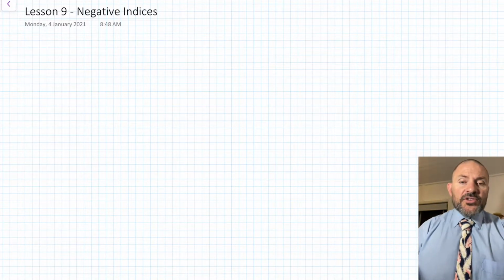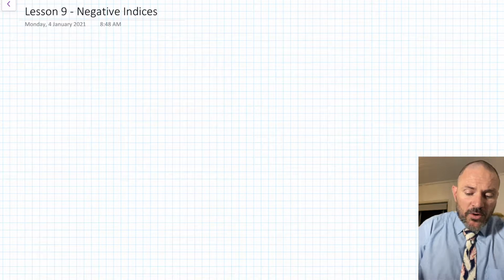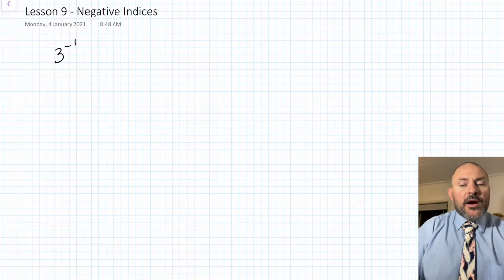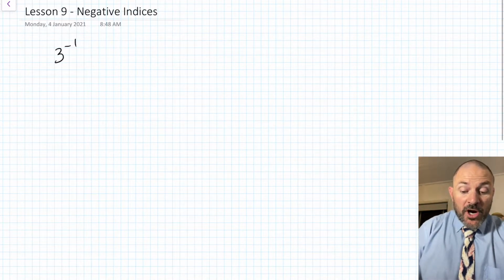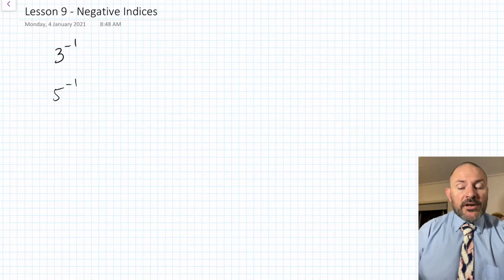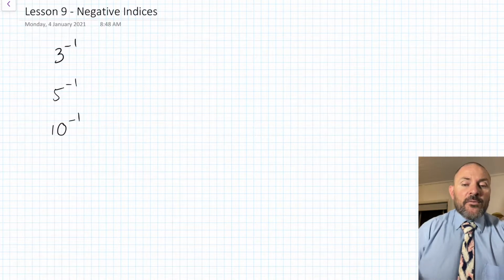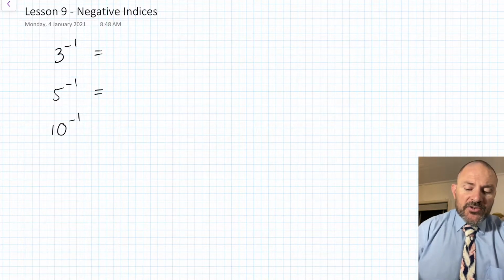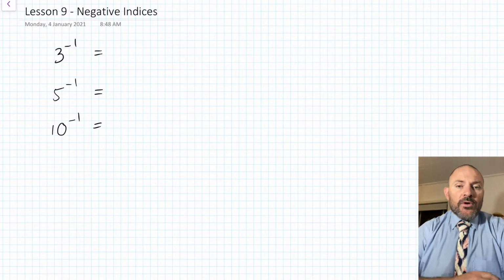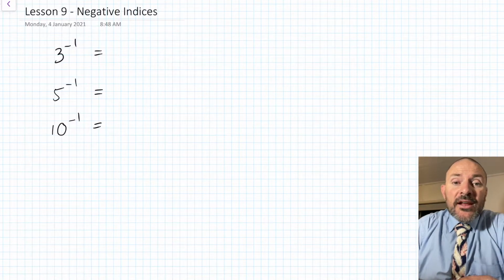Now one of the things I want you to do on your calculator, gents, is I want you to type in 3 to the power of negative 1. I want you to type in 5 to the power of negative 1. I want you to type in, let's say, 10 to the power of negative 1. And what I would like you to do is see what type of answers. Maybe pause it and see what you come up with.